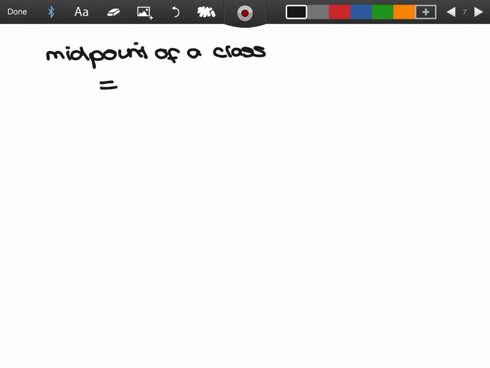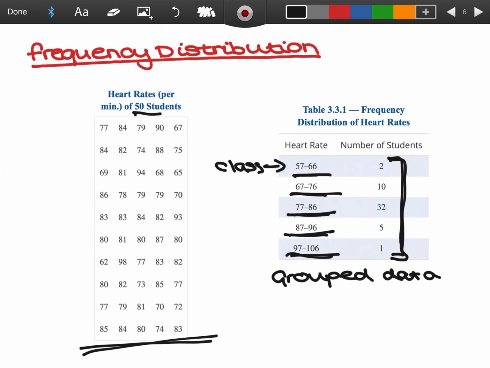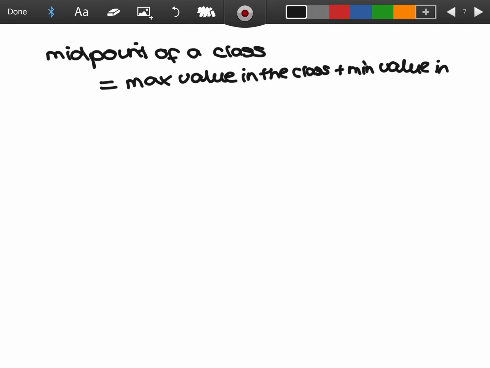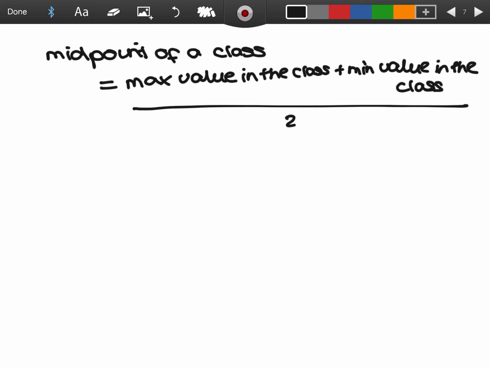In order to find the midpoint of a class, all you have to do is basically find the average of the 2 endpoints. So to find the average, you would do 57 plus 66 divided by 2. It's the max value in the class plus the minimum value in the class, and then you divide that by 2. So you add the 2 endpoints, divide it by 2.